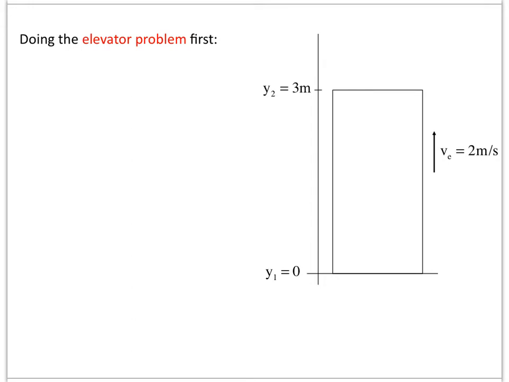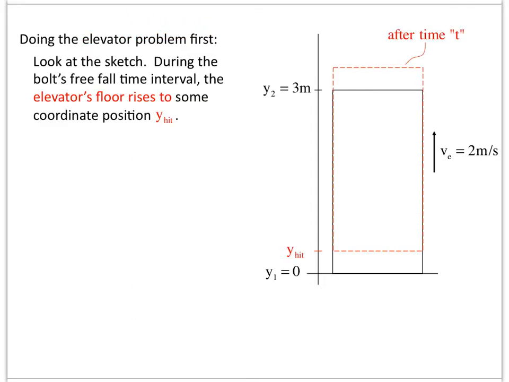I'm going to start with the elevator problem. So I've extended my sketch to show where the elevator ends up after the time interval that we're interested in, which is the amount of time it takes the bolt to come loose and end up hitting the floor. And during that time interval, the elevator's floor will move from y equal to 0 to some unknown coordinate, which I'm calling y hit.